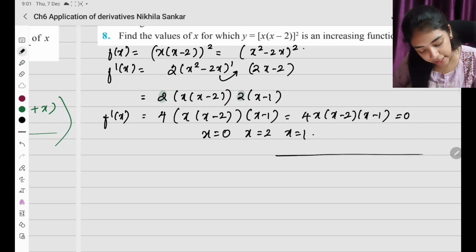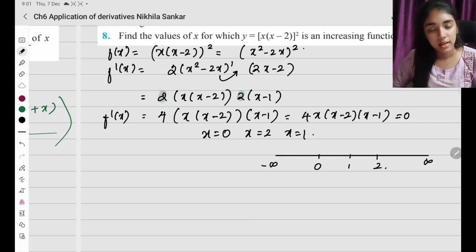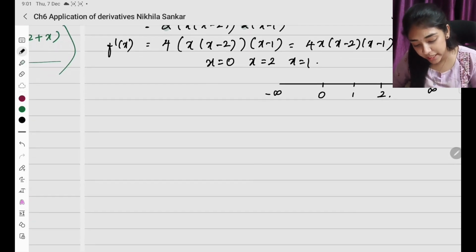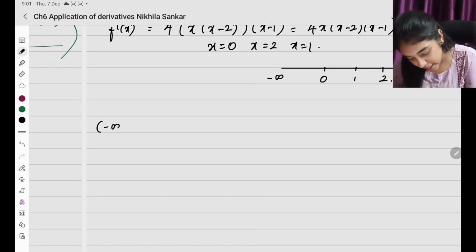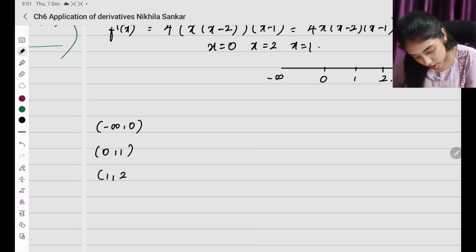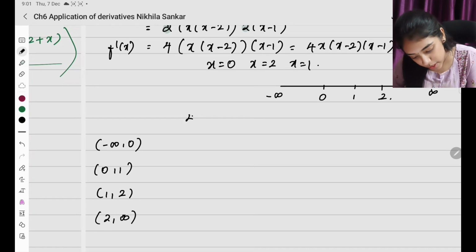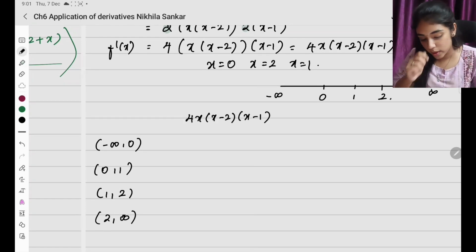Number line, I'm going to have the values from minus infinity to infinity: 0, 1 and 2. Okay, so what are my intervals going to be? It is going to be from minus infinity to 0, 0 to 1, 1 to 2, 2 to infinity. And my function is going to be 4x times (x minus 2) times (x minus 1). And I need to check if it's increasing or decreasing.